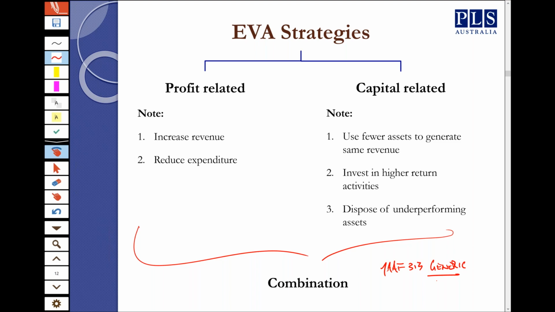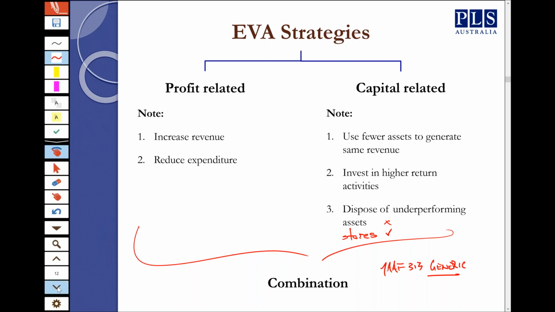What I need you to appreciate, and note how pedantic the Institute can be, any candidate that said dispose of underperforming assets was marked incorrect from my understanding. Any candidate that wrote dispose of underperforming stores was marked correct. So the change of one word from assets to stores made it specific to this scenario and earned you the mark. And again, we come back to the idea that with management, it is in part this understanding of what the Institute are pedantic about at times.